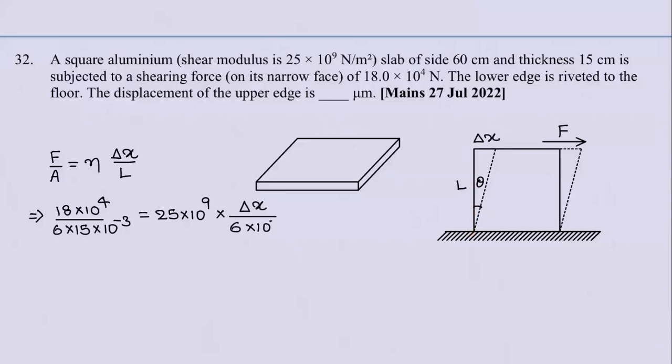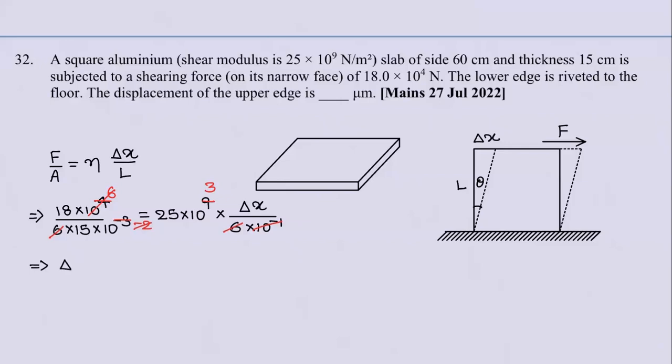6 into 10 power minus 1. Yeah, the 6 and this 6 get cancelled. 10 power minus 1 will be minus 2. Good. 10 power minus 2 will be 10 power 6. You have to be a little careful here. 10 power 6 cancel out, right? 10 power 6 will be 3.